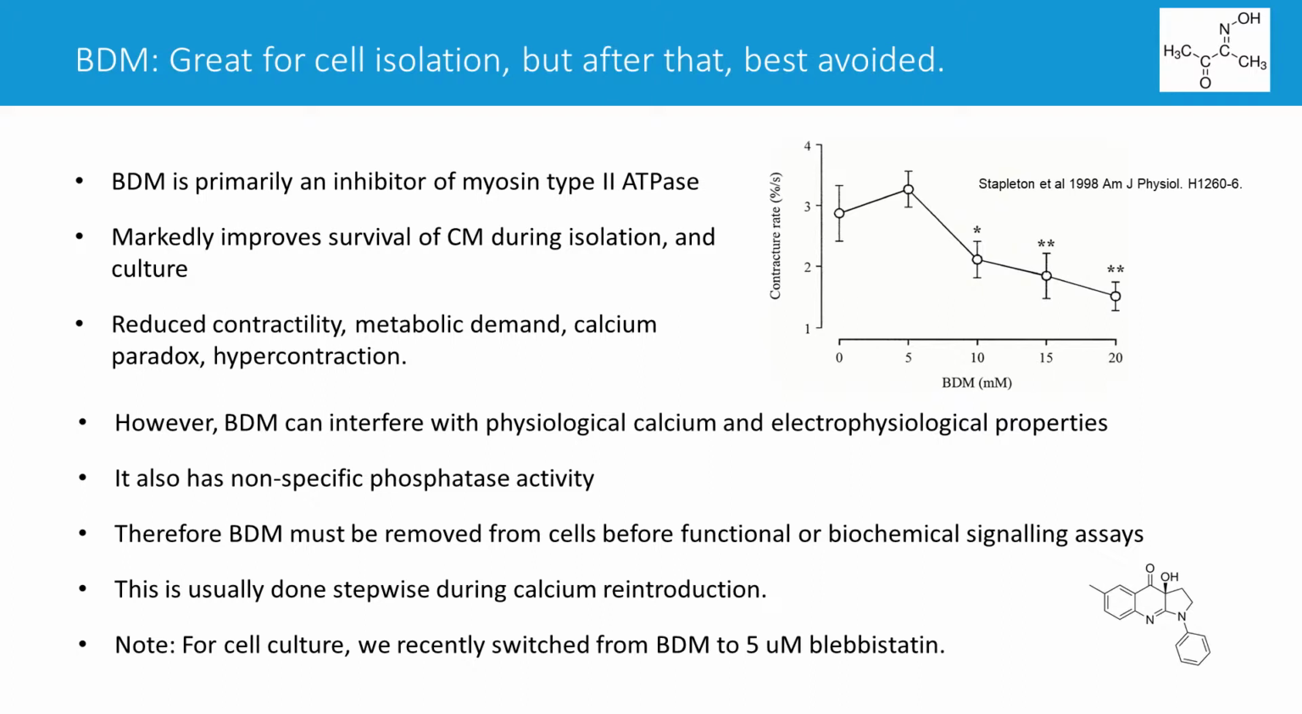You have reduced calcium paradox. This is the idea that when you reintroduce calcium to myocytes after isolation, you can actually have influx of sodium and calcium into the cells, which then leads to problems such as hypercontraction. So BDM, especially during isolation, is really good for preventing this, and it's quite cheap as well, which is another advantage of it.